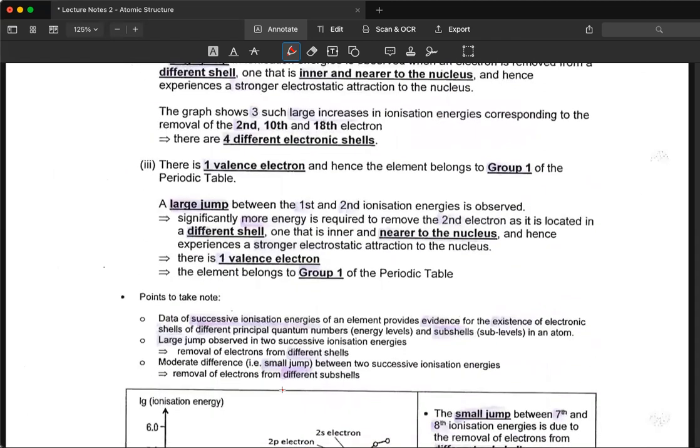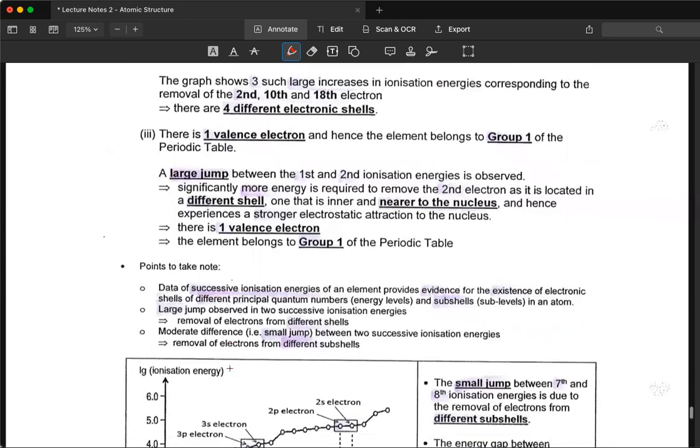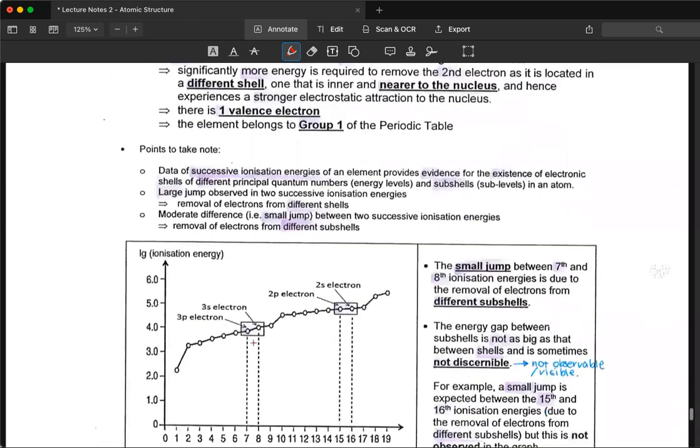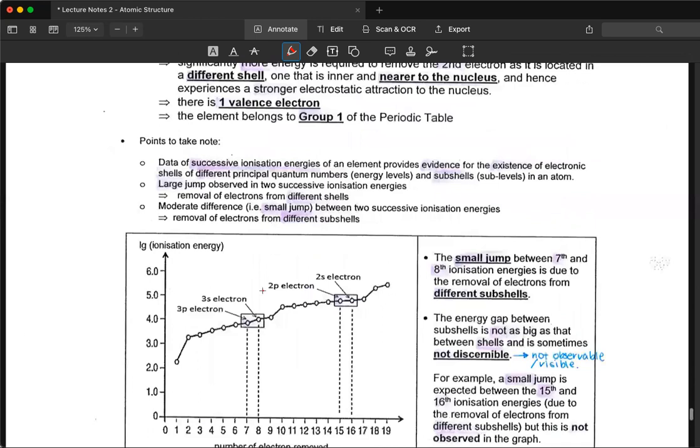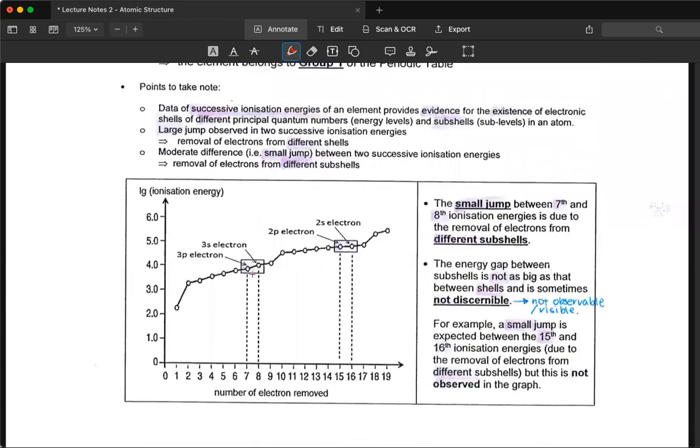Now, data of successive IE of an element provide evidence for the existence of electronic shells of different principal quantum number and subshells. A large jump observed in 2 successive IE means the electrons are removed from different shells. When there's a moderate difference, meaning a small jump but not a very large jump between 2 successive IE, it could be removal of an electron from a different subshell, like 3p, 3s, 2p, 2s. It's a small jump. So the small jump between the 7th and 8th IE is due to removal of electrons from different subshells.